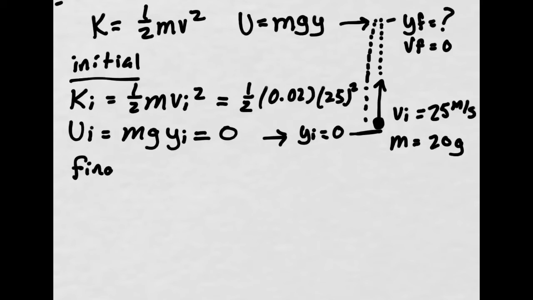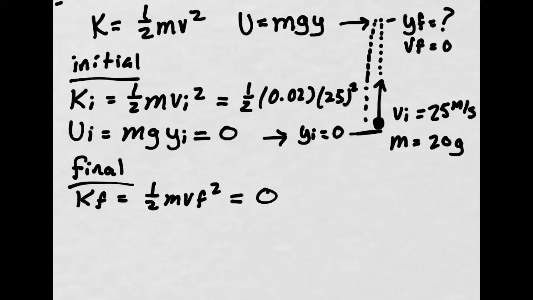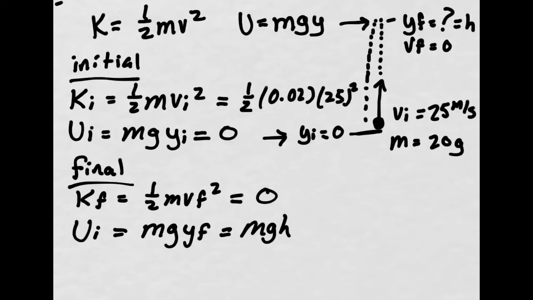Final, we have K final is equal to 1/2 m v final squared. In this part, we have 0 because the velocity final is 0. U final is equal to, we're going to call our unknown h because we don't know what it is, and you can pick whatever you want. We're going to call it h. This is mg y final. This is mgh. So that's 0.02 times 9.8 times h.